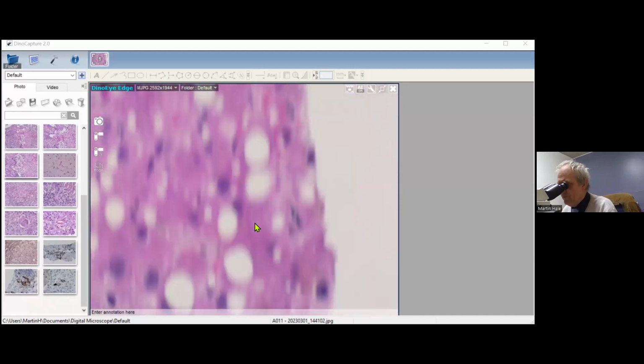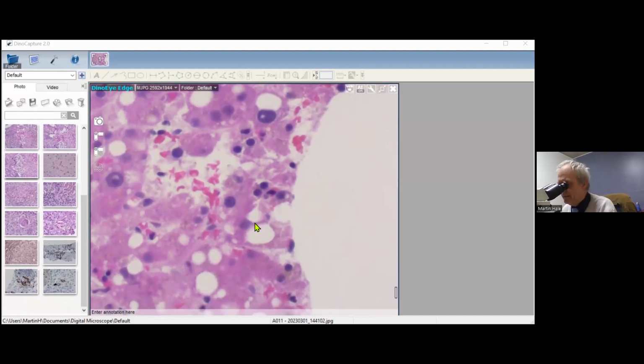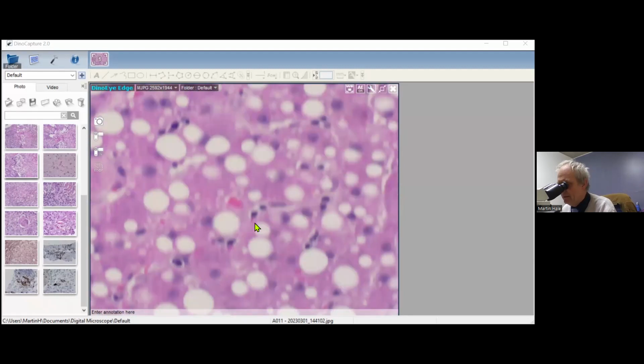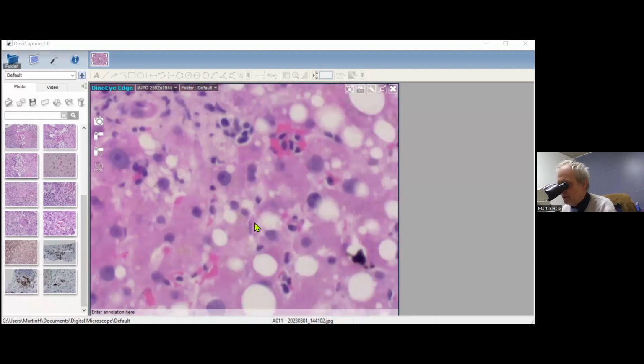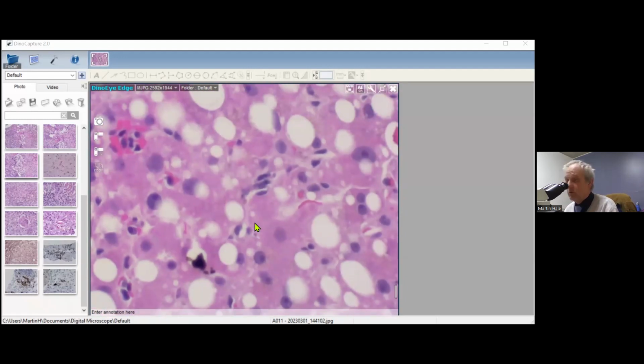So let's see now if we can find Mallory-Denk bodies. I couldn't really find them, so I wasn't convinced about Mallory-Denk bodies. So for the activity, going back to that score, ballooning would be 1, and the Mallory-Denk bodies, not seeing any, would be 0. But that's all part of the hepatocellular injury.